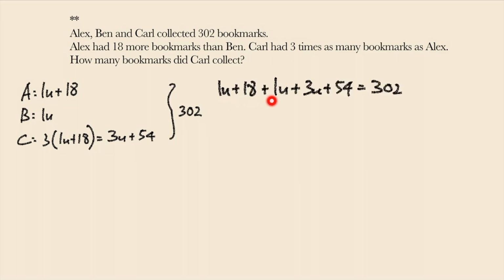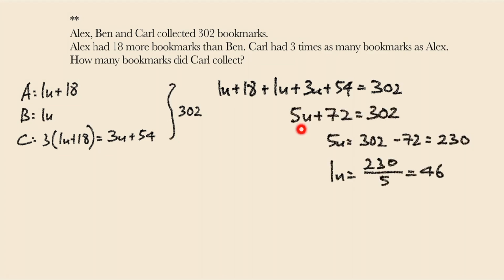First, we total everything up, becoming 302. Simplify, that's 5u. Move that 72 to the right hand side. 1u just divided by 5, you get 46. So 1u is 46. How many bookmarks did Carl collect?